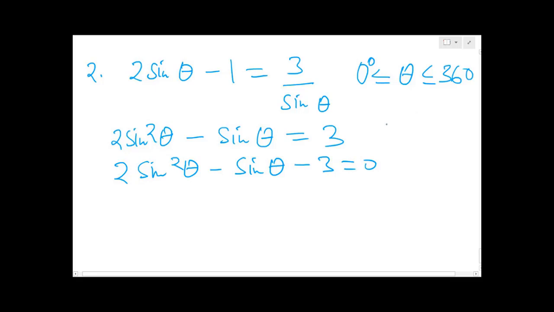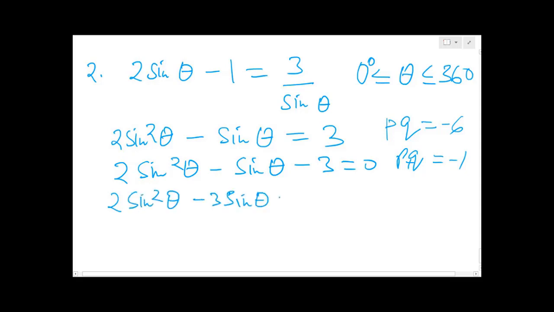In this case, we determine our two values p and q such that when they are multiplied, they equal to minus 6, and when p and q are added, they will give us minus 1. We are going to get our values as minus 3 and positive 2, so that we have 2 sin squared theta minus 3 sin theta plus 2 sin theta minus 3, everything is equals to 0.